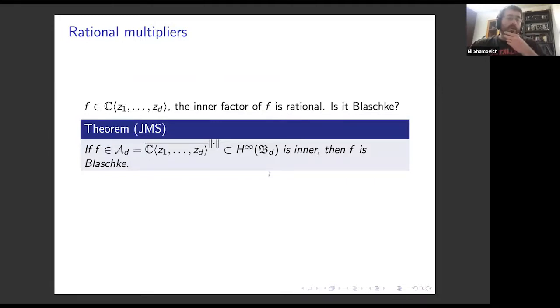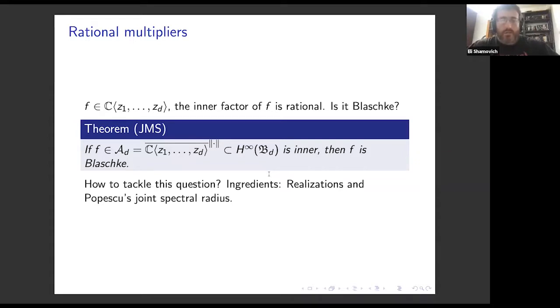So first we had this result. We didn't know this, but we knew that just like classically, if you started with something in the supremum norm closure of the polynomials inside the bounded non-commutative functions on the ball, and this function is an inner, then it is Blaschke. So basically the question is whether a non-commutative rational function belongs to this algebra.